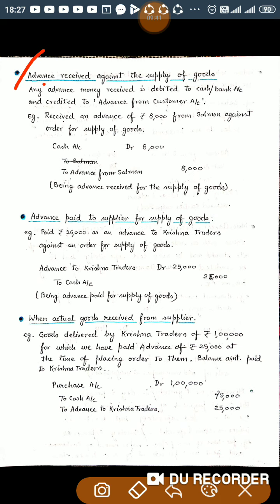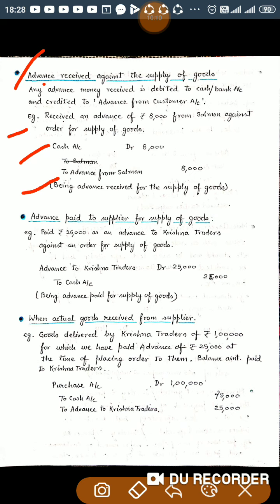For example, I have taken: received an advance of rupees 8,000 from Salman against an order for supply of goods. So cash is coming into the business, so cash will be debited, and the actual giver is Salman. He is giving it as an advance. So we are opening an account with the name advance from Salman.